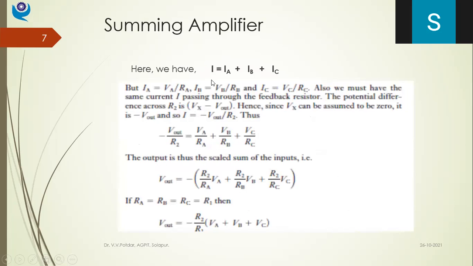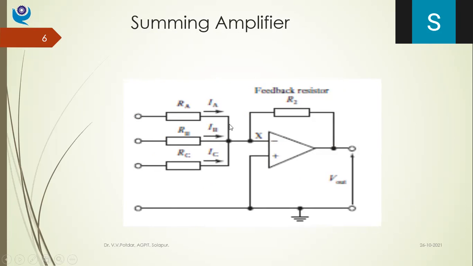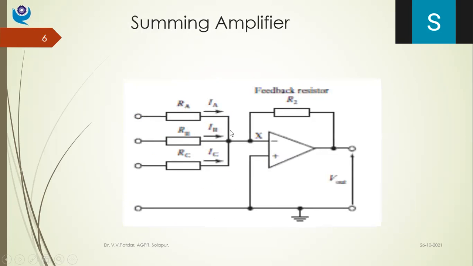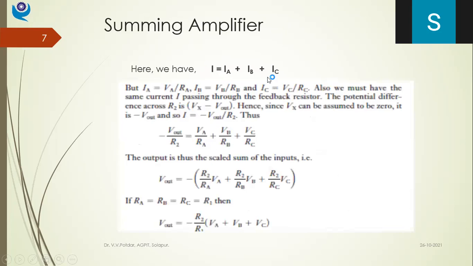Here we have I, the total sum of these currents, by Kirchhoff's current law. What is Kirchhoff's current law? The sum of all the incoming currents will be equal to the outgoing currents at a node, at a junction. Yes, the junction law. All these are input currents, and their sum will be equal to the output current. Now, the output current is I. Output current I will be equal to the sum of these input currents. This is as per Kirchhoff's current law.